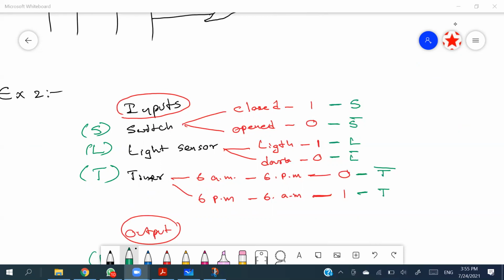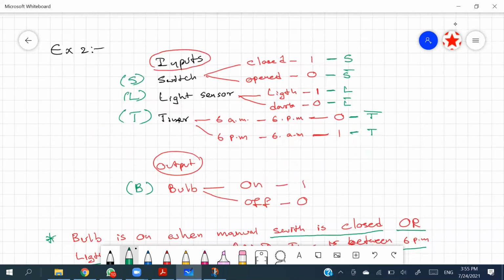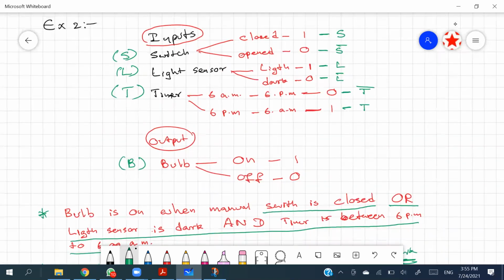It is the way we are approaching. Yes, everyone, is that clear? All right.